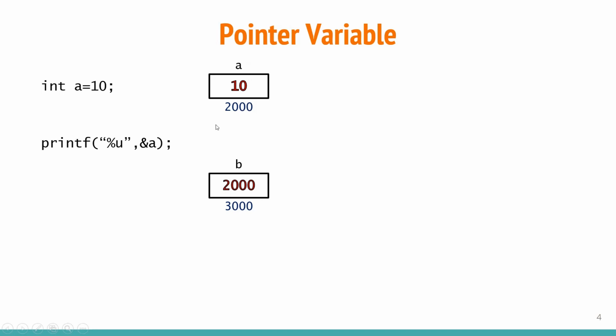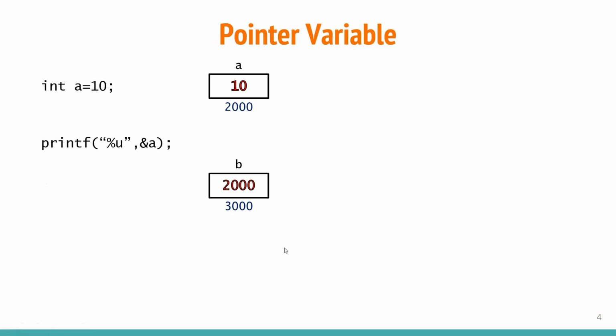The address of A is 2000. So you can see here the memory address of B is 3000, but I should store the address of A, which is 2000, as a value in B. So this is like, suppose I want to print the address of a variable. How can I store the address of one variable as a value in another variable?